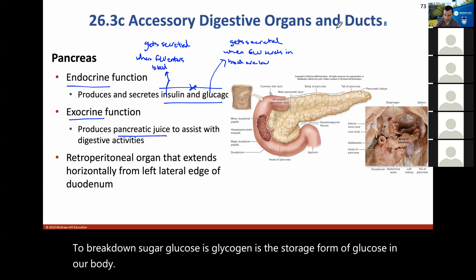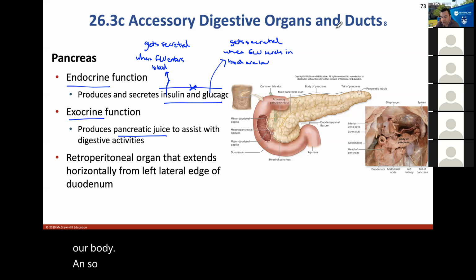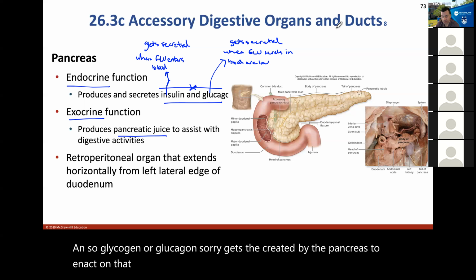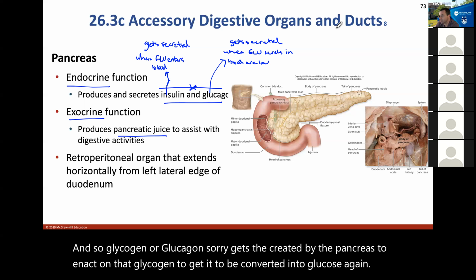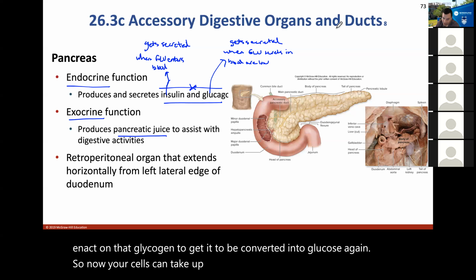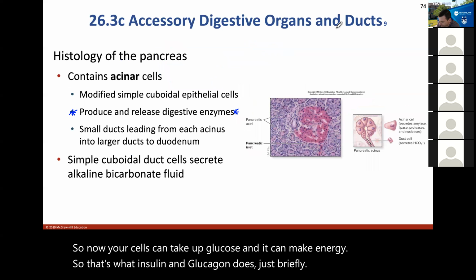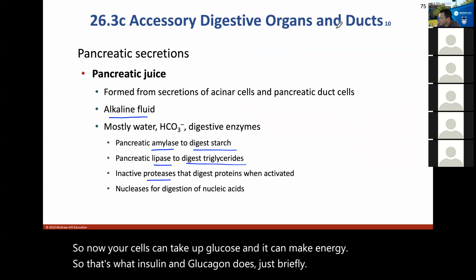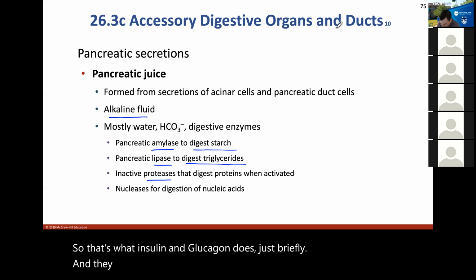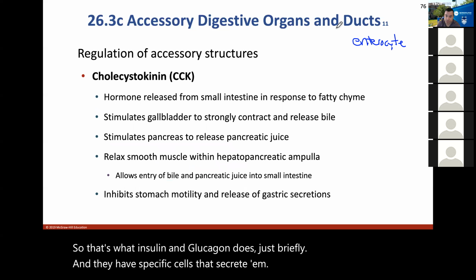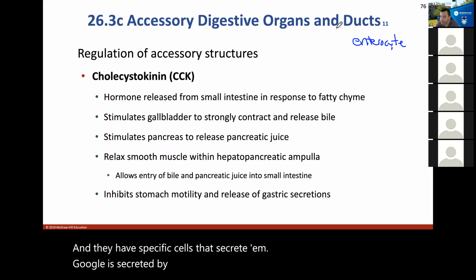And so glucagon gets secreted by the pancreas to act on that glycogen to get it converted into glucose again. So now your cells can take up glucose and make energy. So that's what insulin and glucagon do, just briefly. And they have specific cells that secrete them. Glucagon is secreted by alpha cells, insulin by beta cells.